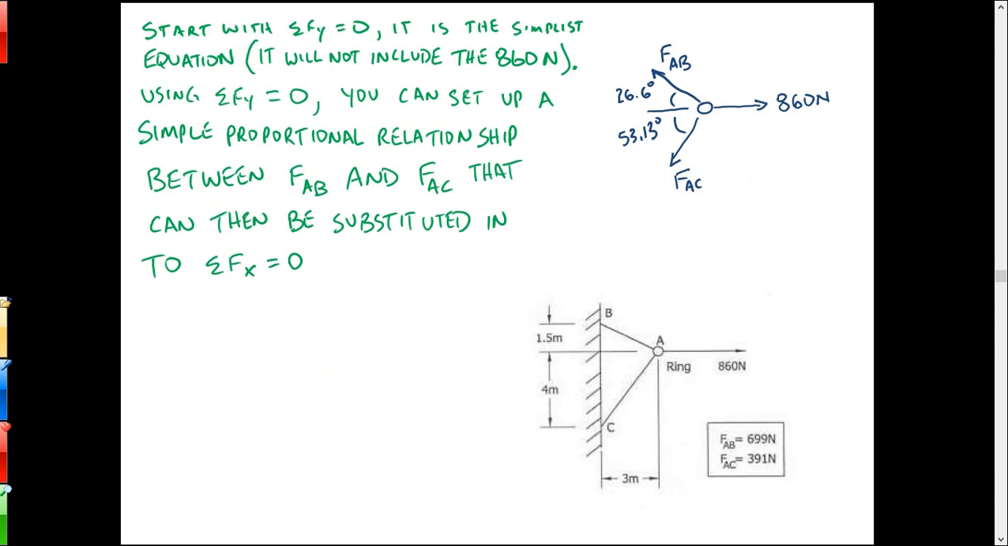Okay, now I'm going to start with sum of Fy, because I know I'm heading into 2 equations and 2 unknowns. And if I use sum of Fy, I'll relate AB directly to AC, and I will not have to concern myself with the 860. So I'll get a nice simple equation there.